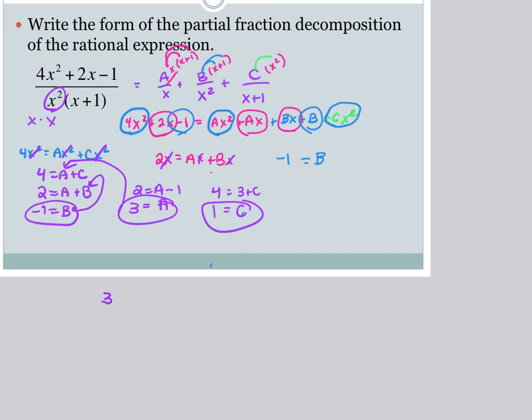A, which is the 3, goes over the x. B, which is a -1, so -1 over the x squared. And C, which is 1 over x plus 1. And there's your decomposition of that initial fraction.